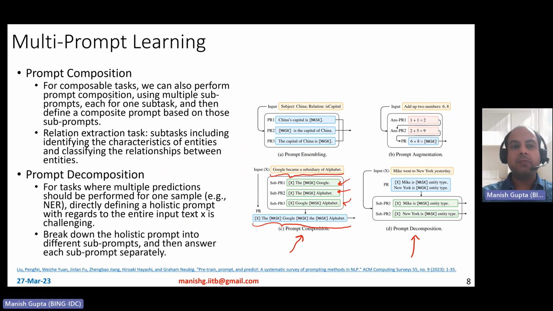So that's basically called the prompt composition problem, where you want to do two different problems: entity identification as well as relationship identification, and you express both of them in a single prompt. Okay. The other way around is called prompt decomposition.